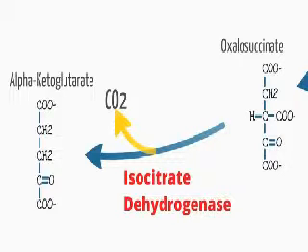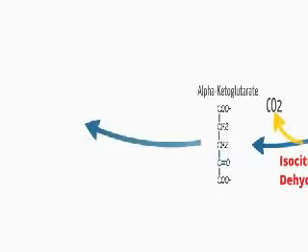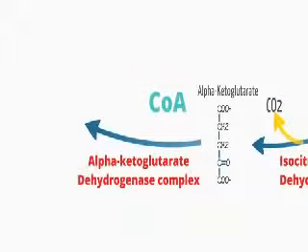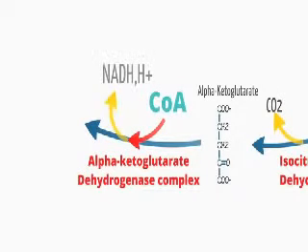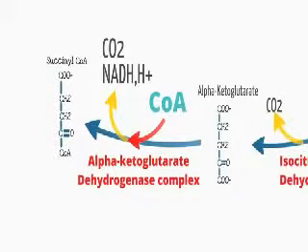Alpha-ketoglutarate is converted by alpha-ketoglutarate dehydrogenase complex to succinyl-CoA. In this process, CoA is added and produces the second carbon dioxide molecule of the cycle, as well as an NADH and hydrogen molecule. As part of the enzyme complex, cofactors such as thiamine pyrophosphate, lipoic acid, FAD, NAD, and coenzyme A are required for this step to take place.